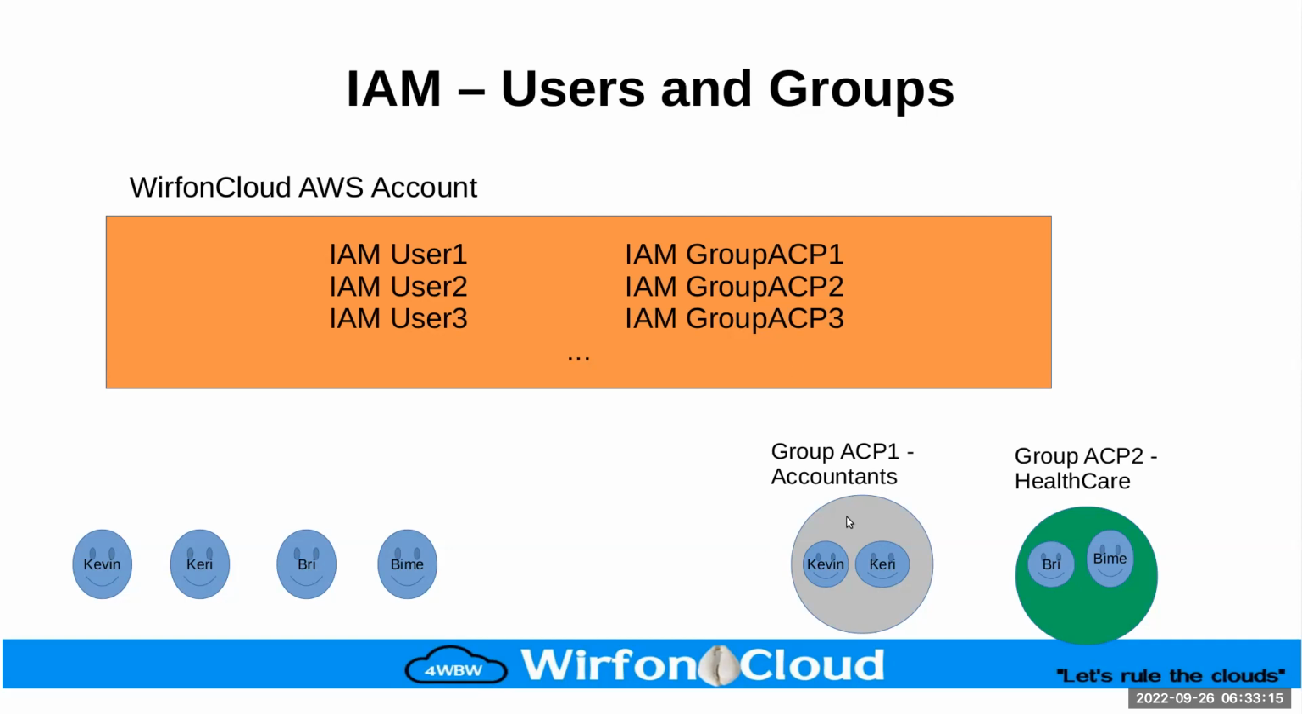Let's say this is a group of accountants. You create a group for accountants. Then you put the IAM users that you have, Kevin, Kerry, Bree, and Bimi here, and there are more, all into this group. For healthcare, you put the users that belong to healthcare here. Then you assign permissions on this group that are related to healthcare, and every user in this group will have that. So that is how users and groups align.